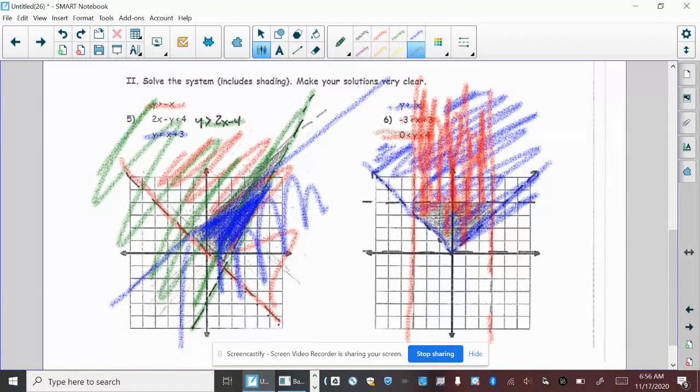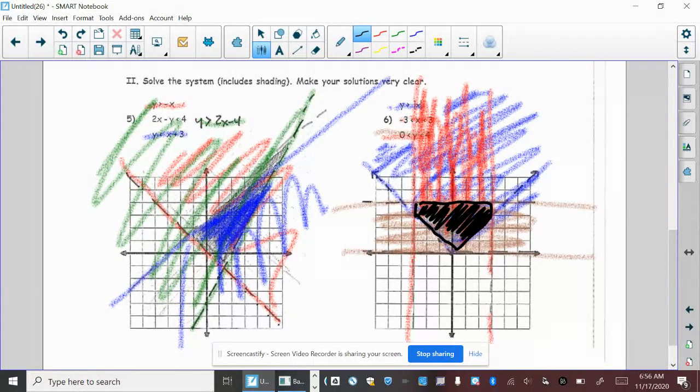So y is between 0 and 4. So it's all down in here. And then clearly the overlapping section here is going to be this little home plate looking space right there. Okay.